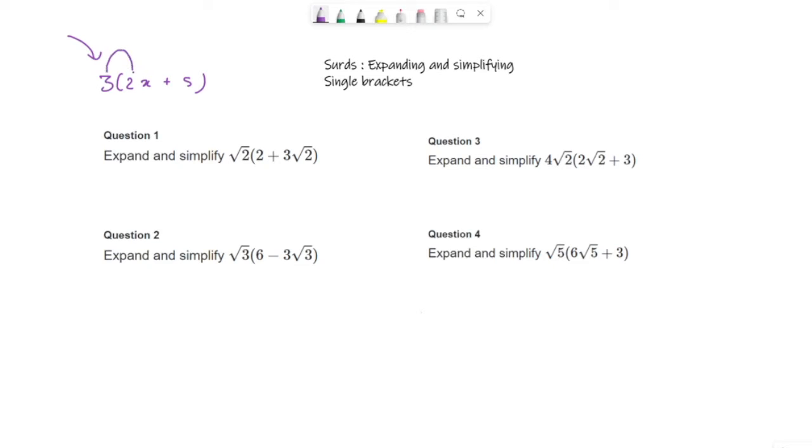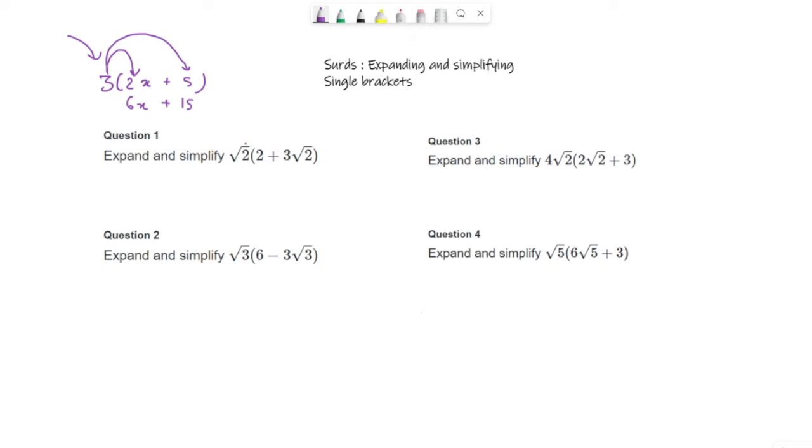So first the value multiplies with the first value inside the bracket, then the second value inside the bracket. So 3 times 2x will be 6x, 3 times 5 is 15. 3 is positive, 5 is positive, so it will be positive 15. 3 is positive, 2 is positive, so it's a positive 6x. So this is how we expand single brackets.